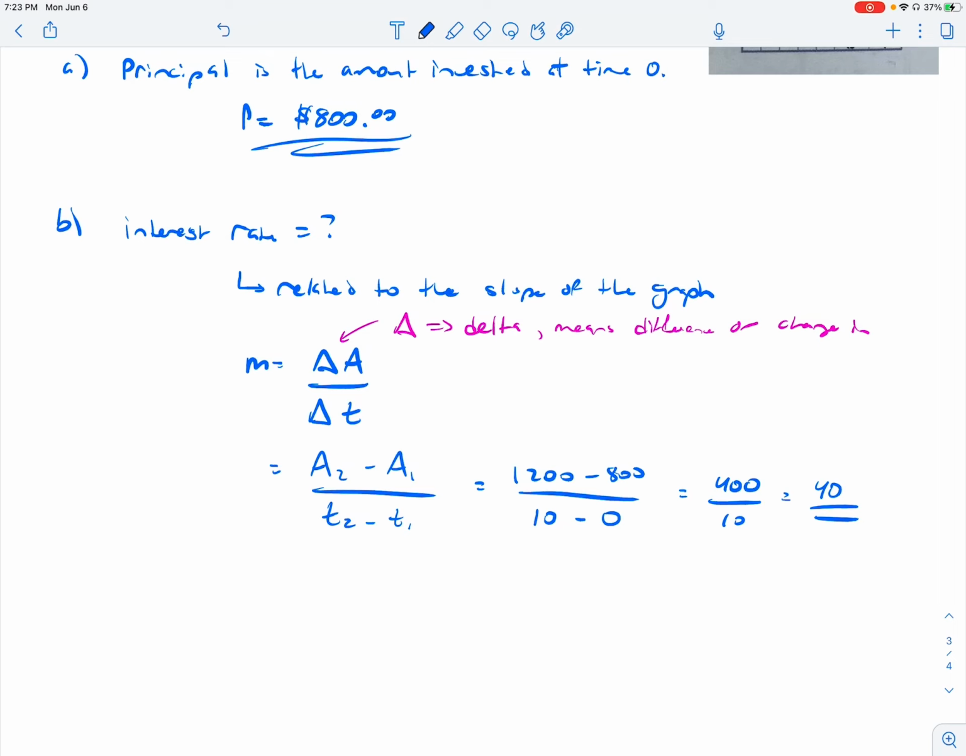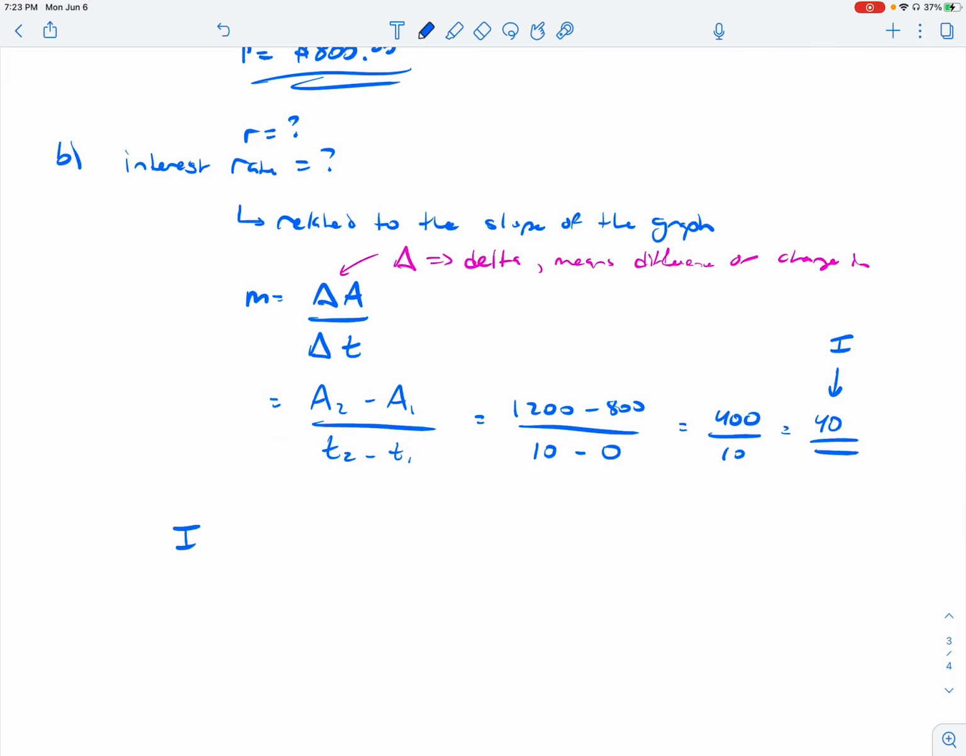So that's actually the amount of interest, though, right? This is the amount of interest that's earned. It's not the interest rate. So we're looking for R, right? We're not looking for capital I. The interest we know is equal to PRT. So we could easily do that.